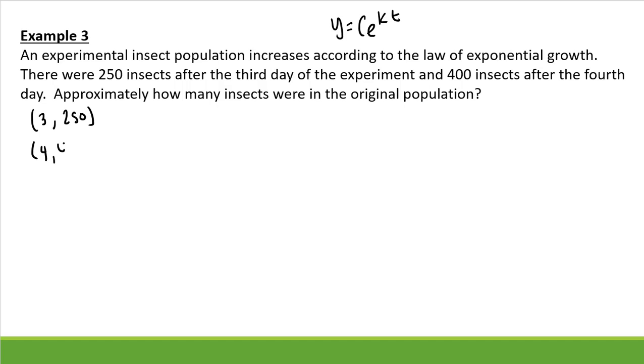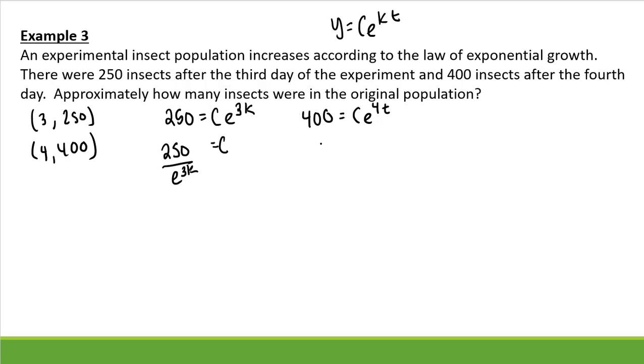250 equals c e to the kt. t is 3. I don't know why I struggled with that so much. And then plug in your 400 equals c e to the 4k. If you solve both of these for c, this should be a k. I plugged in my t. I was focused on something else.